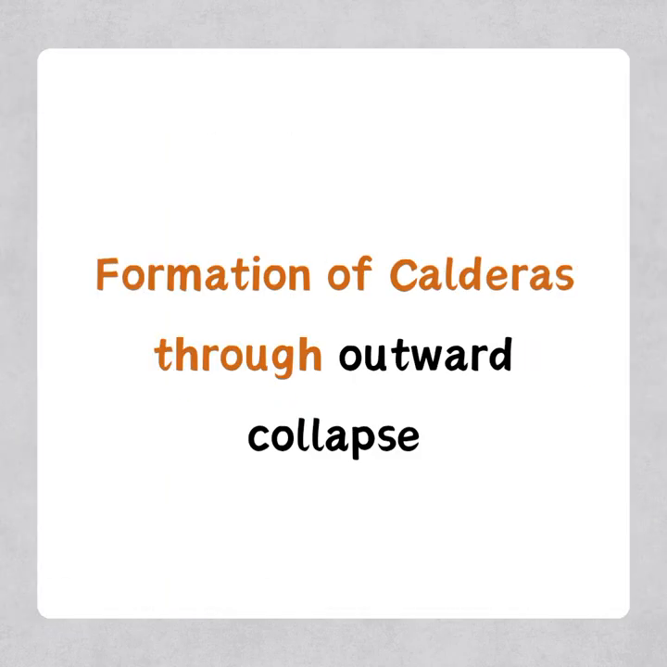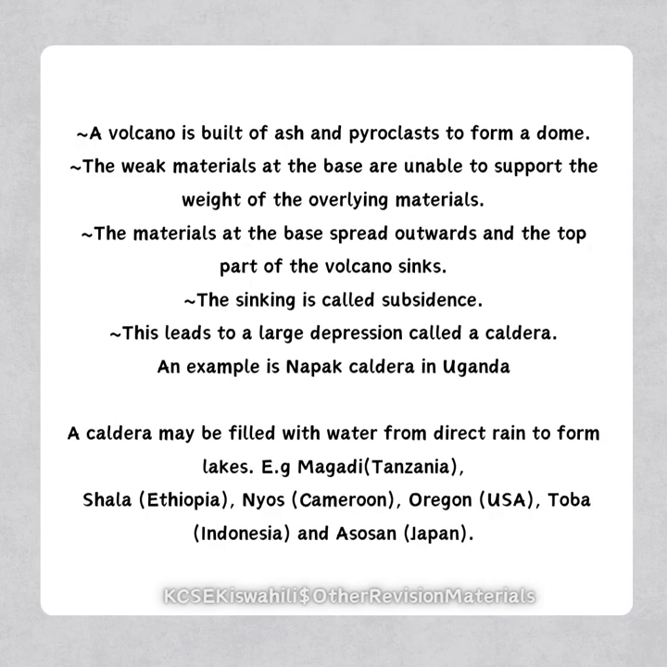Finally, let's look at how calderas are formed through the third method, outward collapse. A volcano is built of ash and pyroclast to form a dome. The weak materials at the base are unable to support the weight of the overlying materials. The materials at the base spread outwards and the top part of the volcano sinks. This sinking is called subsidence. The subsidence leads to formation of a large depression called a caldera. An example is Napak caldera in Uganda.